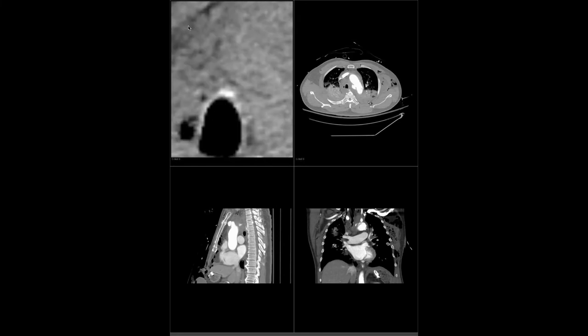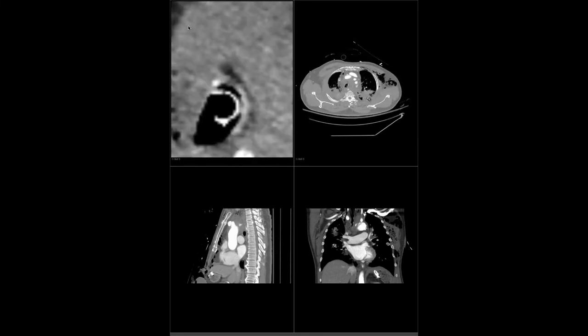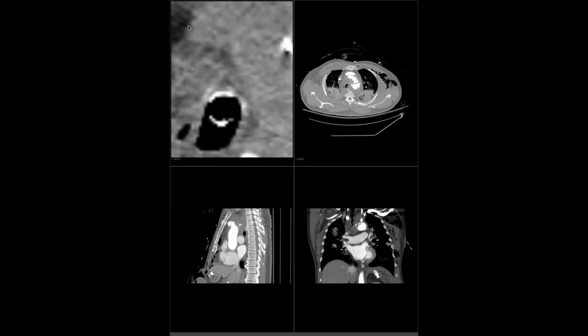Here it is on the coronal, and that pseudoaneurysm, which in and of itself doesn't contain all three layers of the aortic wall, and then actually a bit of contrast even beyond that false aneurysm. So grade 4 aortic injury, and sure enough, if you were to measure the thickness of the hematoma here, it's more than 15 millimeters.